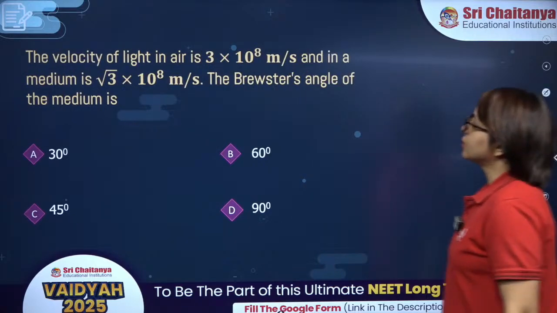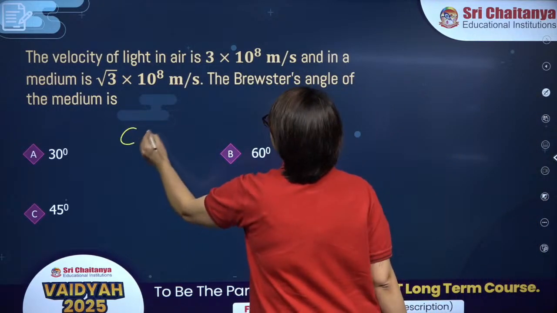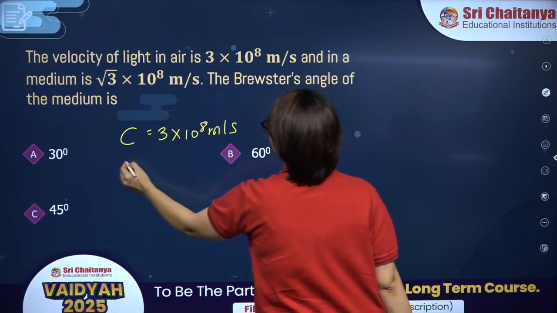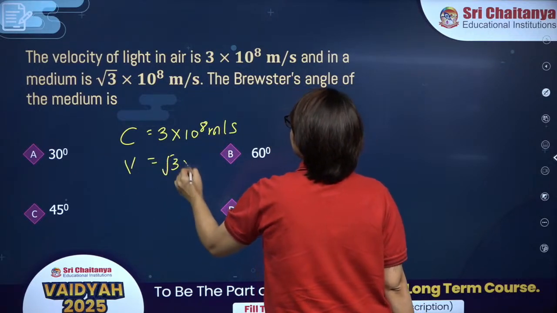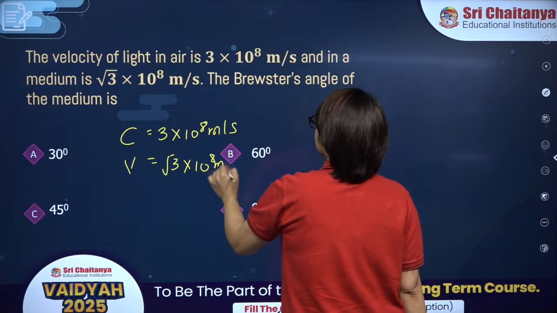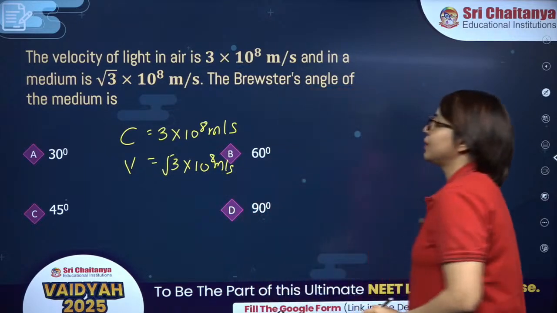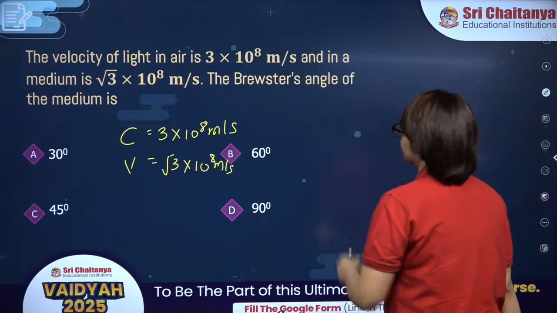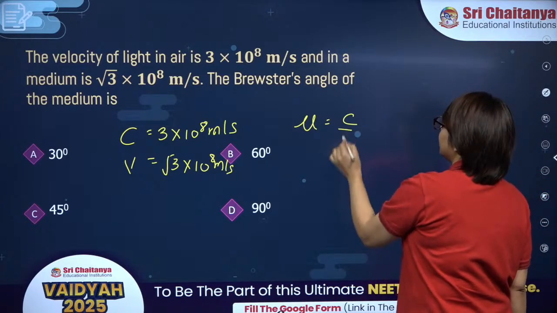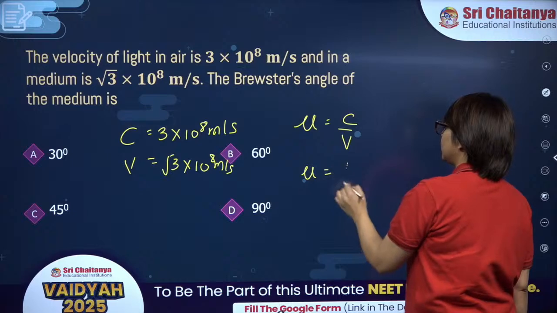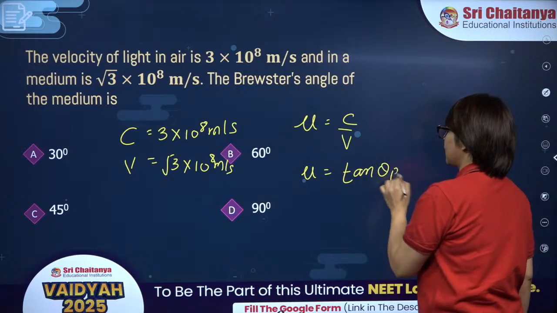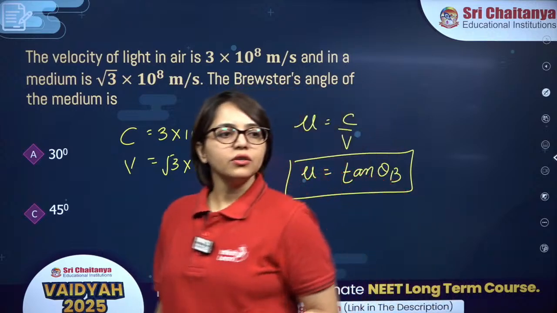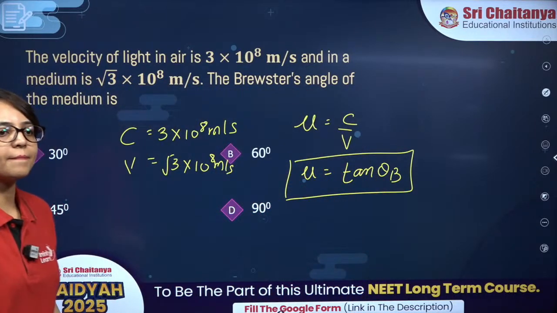Next is this one. The velocity of light in air is 3 into 10 to the power 8 meters per second, and in a medium it is root 3 into 10 to the power 8 meters per second. What is the Brewster angle of the medium? So mu is equal to c by v, and mu is equal to tan theta B, where theta B is the Brewster angle. Try this one, everyone.